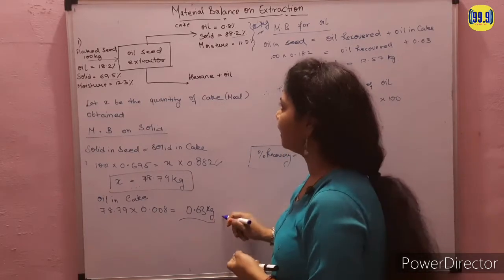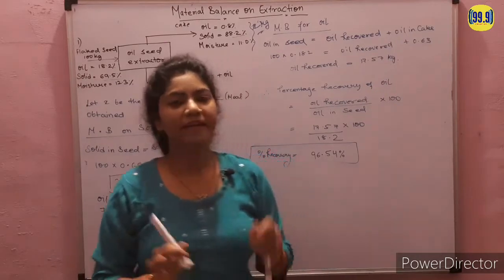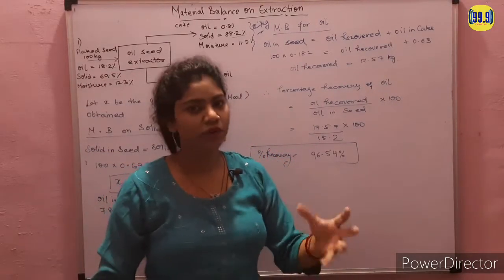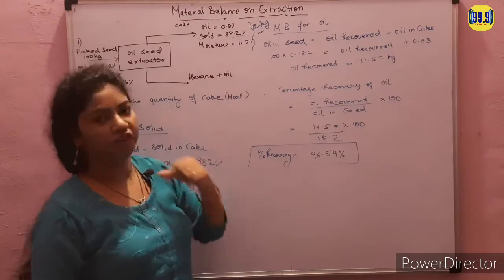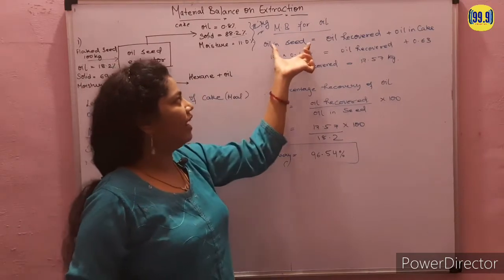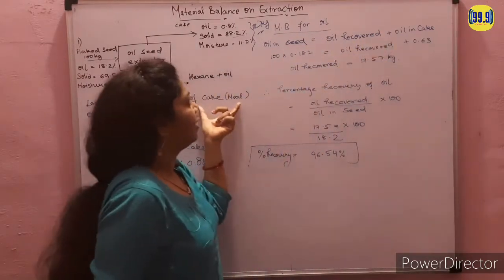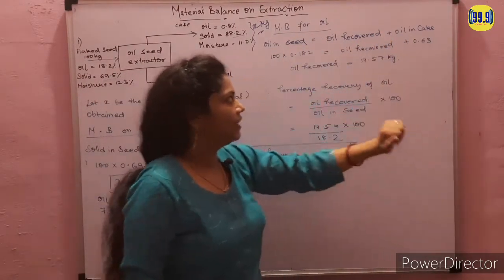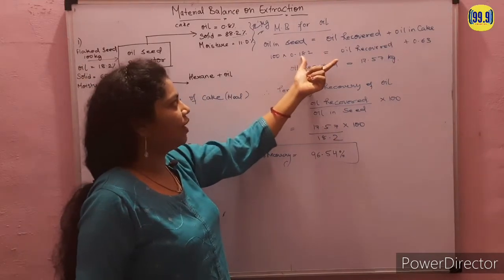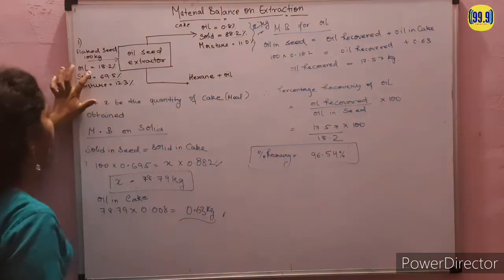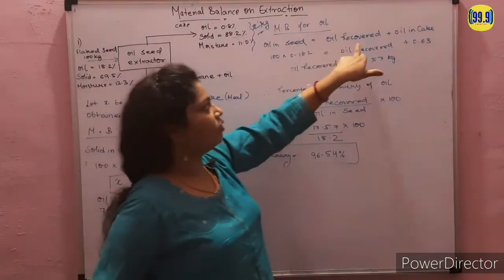ओके, तो ये हमारा ऑयल इन अ केक मिल गया. अब हमें निकालना क्या है, अब हम मटेरियल बैलेंस करेंगे ऑयल के ऊपर, तो हमें वहाँ से पता चल जाएगा कि इस पोर्शन पे ऑयल कितना रिकवर्ड हो रहा है. ठीक है, तो ऑयल इन अ सीड is equal to ऑयल रिकवर्ड plus ऑयल इन अ केक. ठीक है, ऑयल इन अ केक मिल गया, तो यहाँ पे हमारे पास हो गया 100 इंटू 0.182 यहाँ पे, क्योंकि ऑयल का परसेंटेज कितना दे रखा है 18.2 is equal to ऑयल रिकवर्ड.